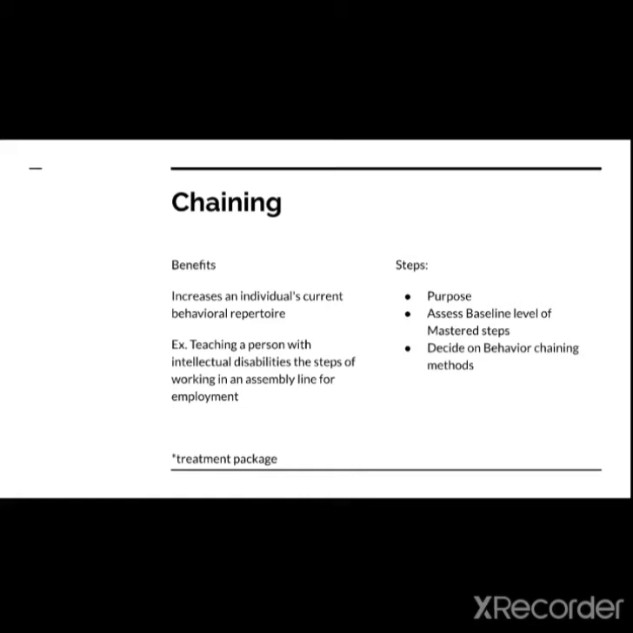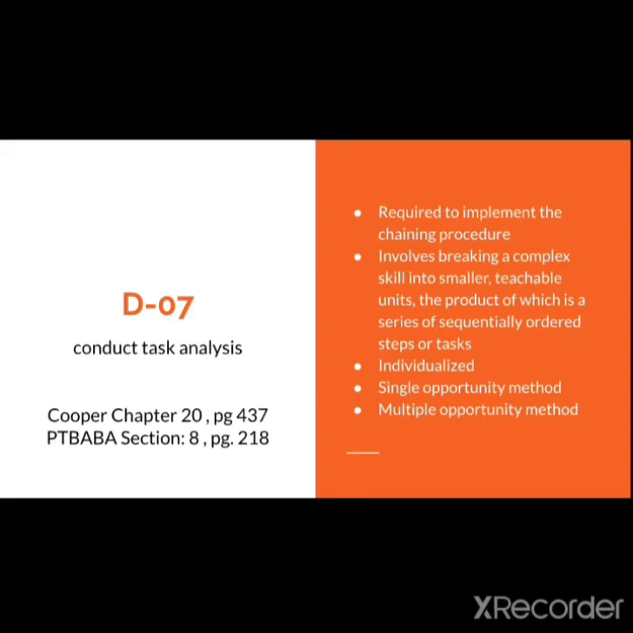The steps in chaining consist of the purpose. So why are we using chaining? What's the reason? Assessing baseline level of mastered steps. Does the individual already have steps within that they know how to do? And do we necessarily need to teach those or not? And then deciding on a behavior chaining method, which leads us to D07.